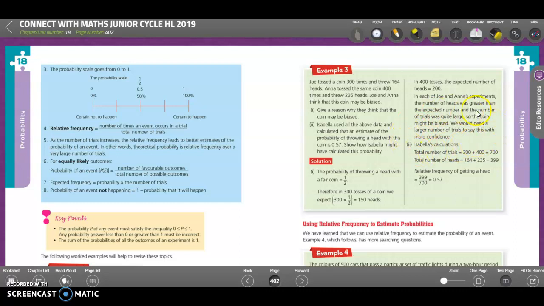So this kind of sentence here. Okay, so you would need to roll that coin, say 7,000 times or 70,000 times. So way more times before you can confidently say that it is biased.